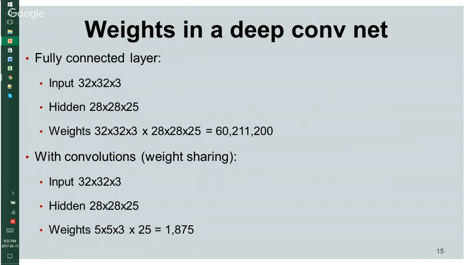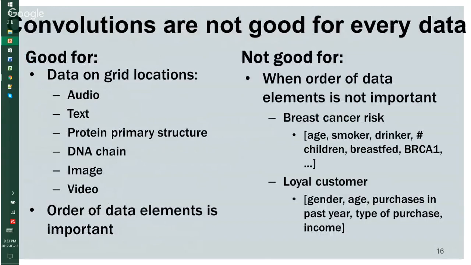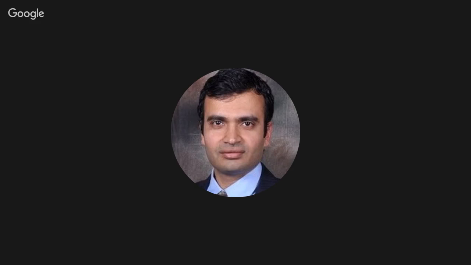As you know, regularization is very important in machine learning. So all this is good, but what are convolutions good for, and on what kind of data are they not good? They are good for data that comes on a grid. So there has to be some temporal order or a spatial order or something. So they're good for speech, they're good for text. You can use it for protein structures, DNA structures, for images.